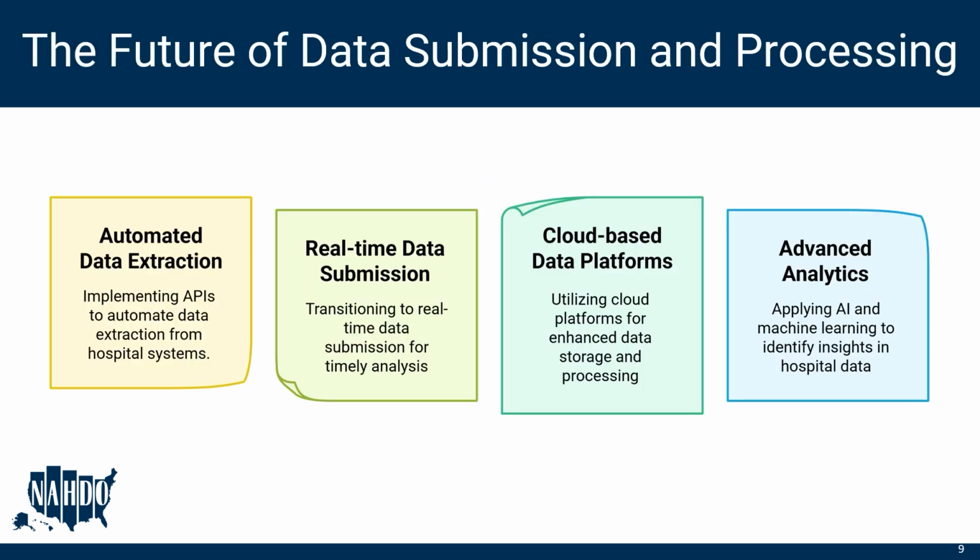As technology continues to evolve, state hospital data programs may consider new approaches to data submission and processing. This may involve utilizing APIs and other technologies to automate data extraction from hospital systems, reducing manual effort and improving data accuracy. Moving towards real-time data submission, enabling more timely analysis and reporting of healthcare trends. Leveraging cloud-based platforms to enhance data storage, processing, and analysis capabilities. And employing machine learning and artificial intelligence to identify patterns, anomalies, and insights in hospital data.